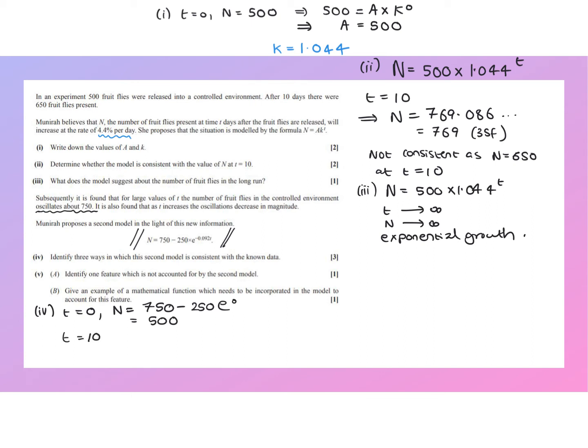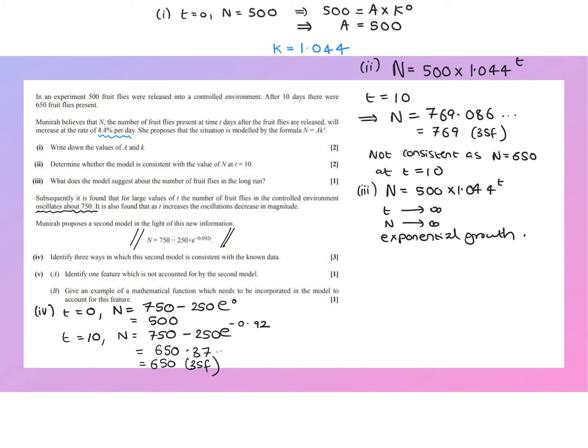We also know that when t equals 10, n is supposed to be 650. So let's substitute in t equals 10. So n equals 750 minus 250 e to the negative 0.92 when t equals 10. And this then gives us 650.37..., which equals 650 to 3 significant figures.